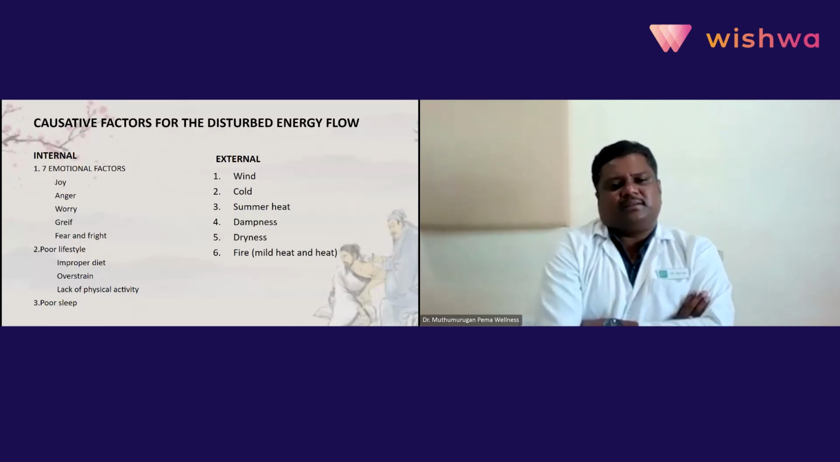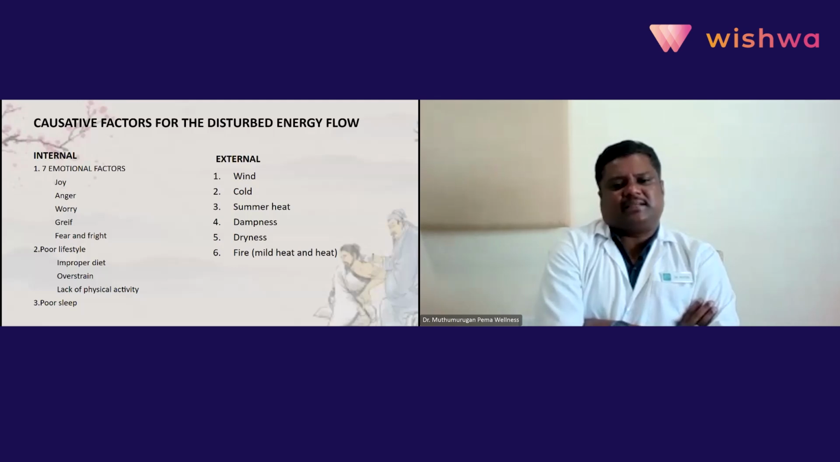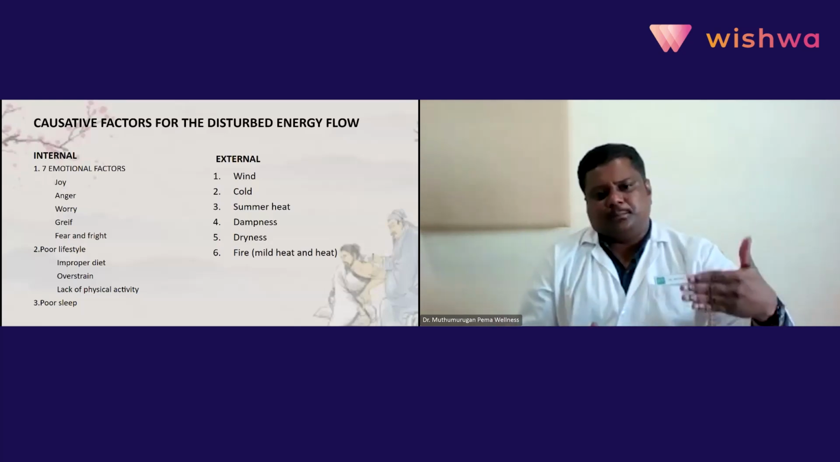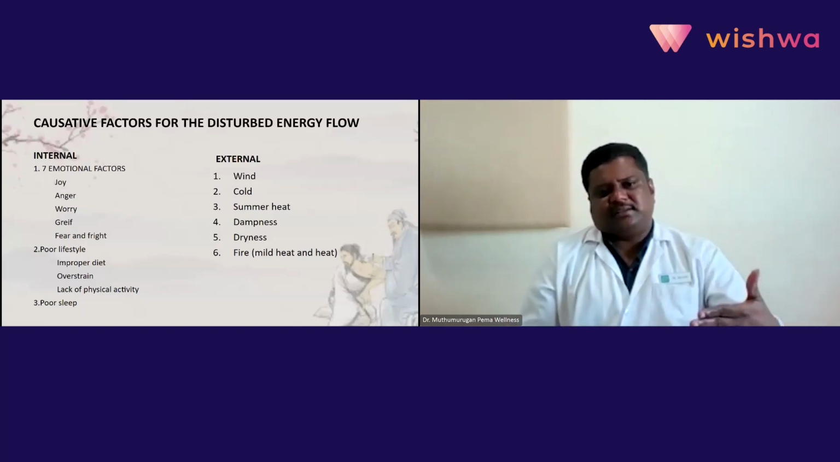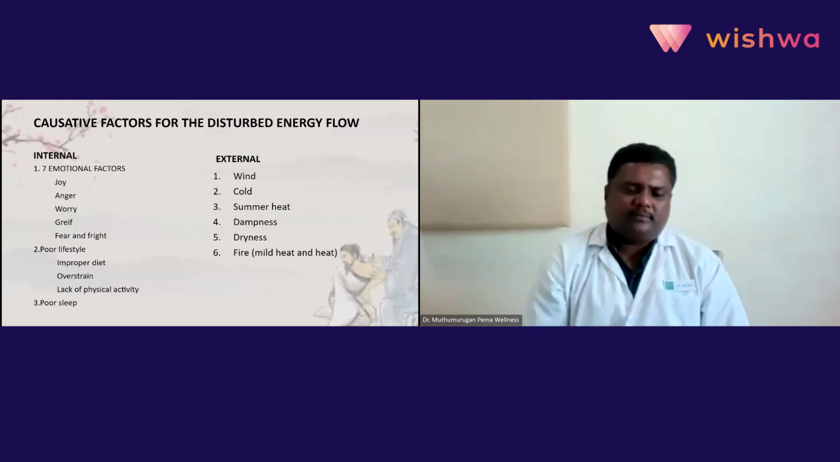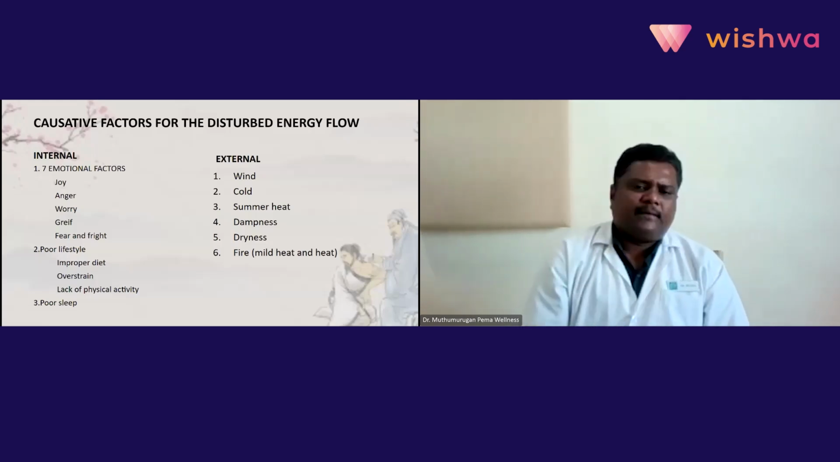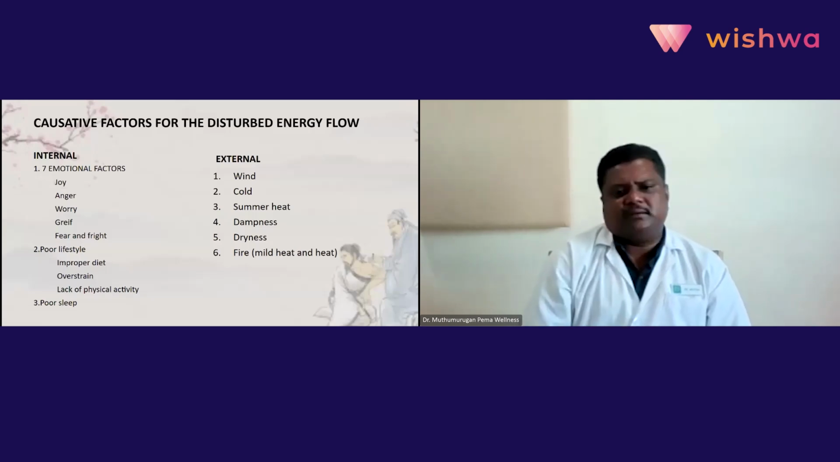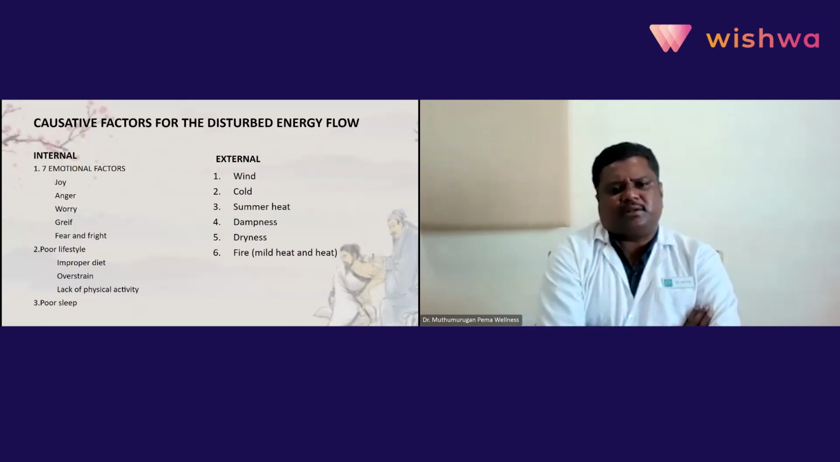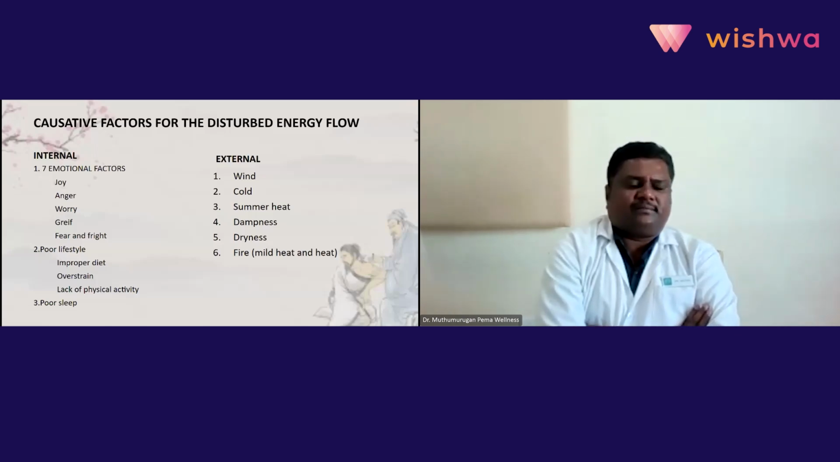It's very, very important. There are wind, cold, summer heat, dampness, dryness, and heat. These are the external factors which can disturb, block, or obstruct the energy channels and stop the free flow of energy in the particular meridians. In that, I can talk about wind. Wind we call the king of pathogens, a very, very dangerous pathogen among the external factors.